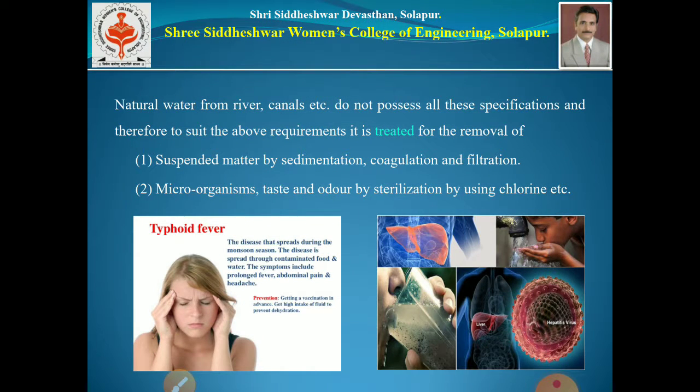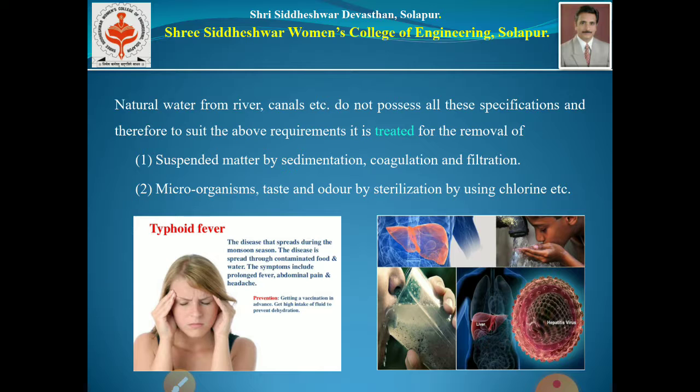So natural water from rivers and canals does not possess all these specifications as given by WHO or ISI. Therefore, to suit the above requirements, the above parameter specifications, the water should be treated. And how to treat that? What do we have to do mainly?